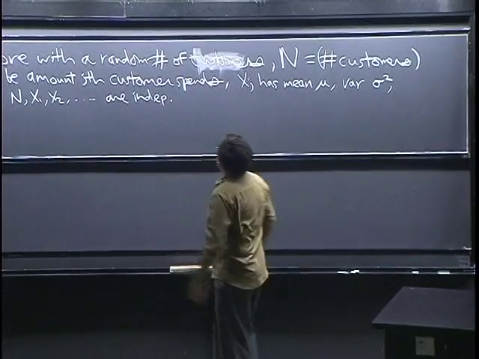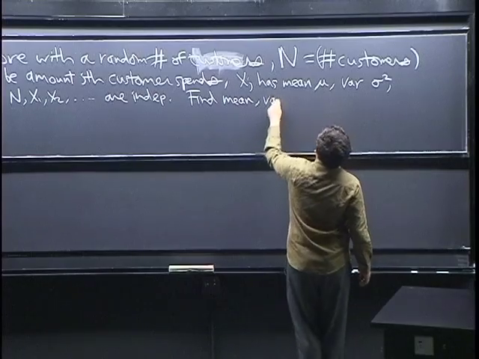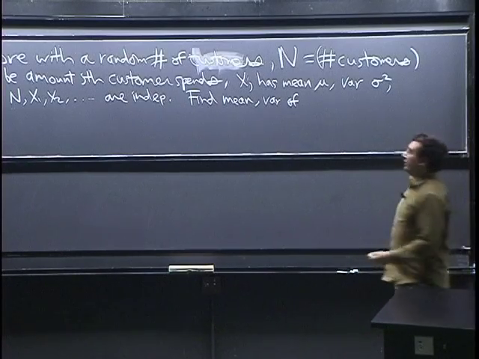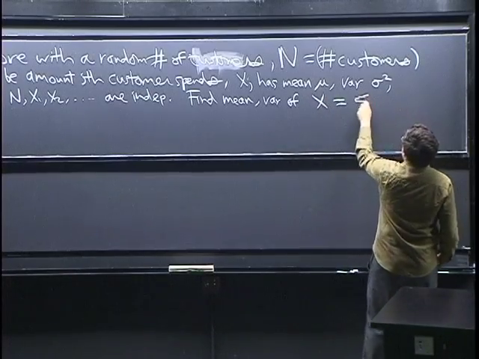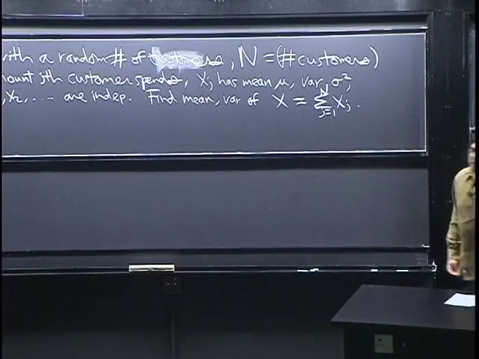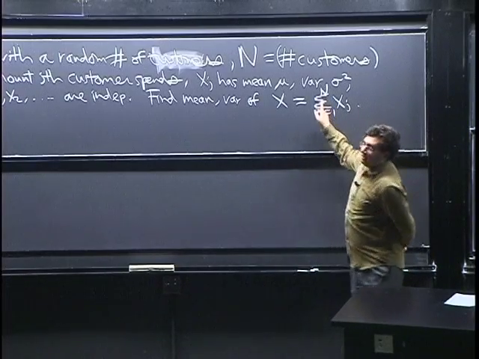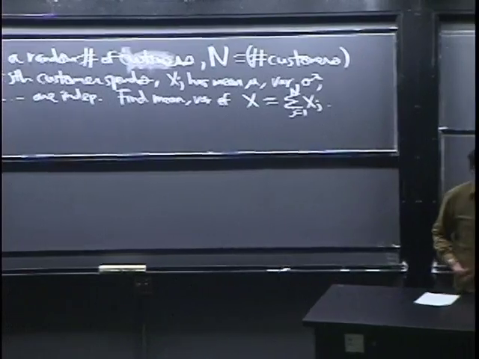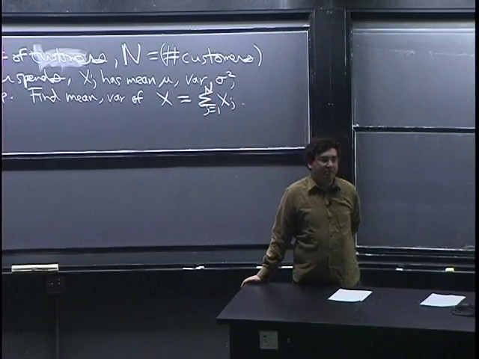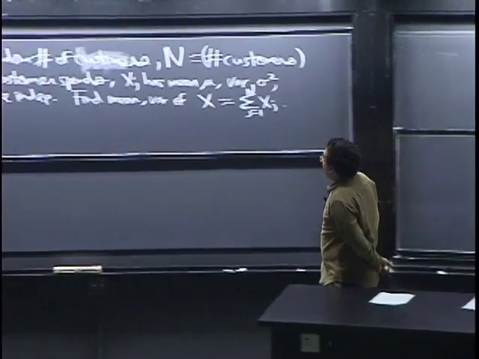Okay, and then we want to find the mean and variance of just the total expenditures, right? That's how much revenue would you take in. So let's call that X. X is just the sum of xj, j equals 1 to capital N. So it's just a sum, right? Just total amount. But what's unusual about this sum, compared to what we've seen generally, is that the upper index here, capital N, is a random variable. So we're adding up a random number of random variables. Okay? So that's the setup.